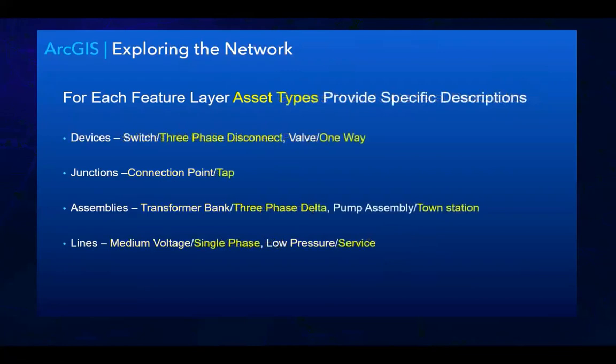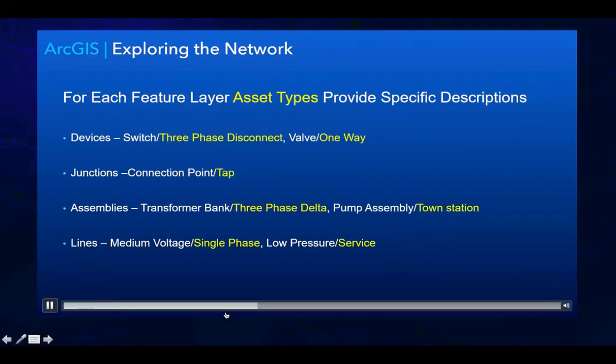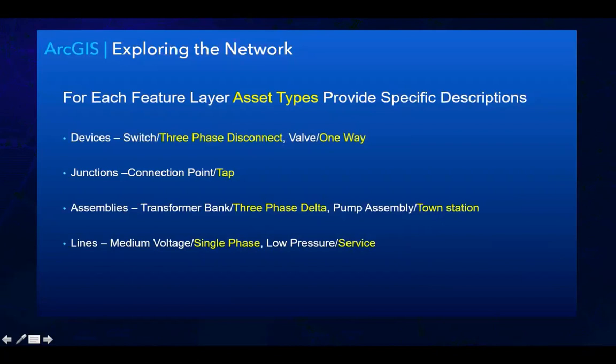So general descriptions. Now, we've also got asset types that provide a specific description that appends to the asset group. So for every device feature layer, I might have asset group switch, asset type three-phase disconnect. Might have asset group valve, asset type one-way. So this enables us to have a really rich array of features or assets that participate in the utility network.